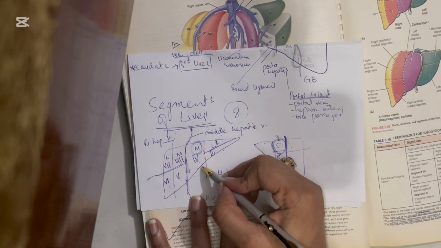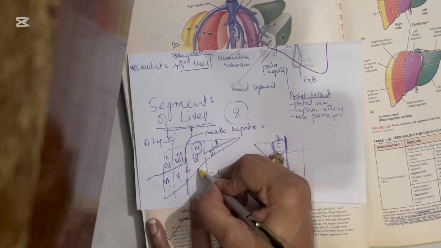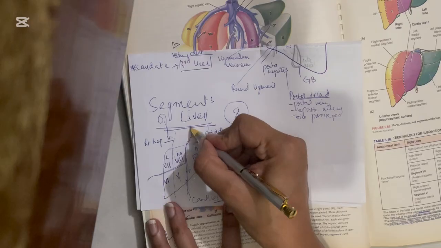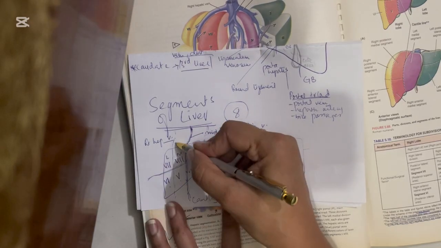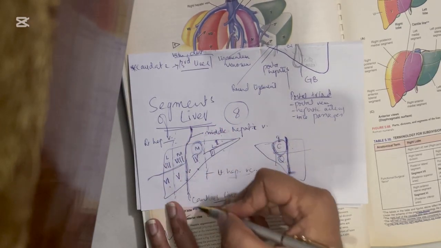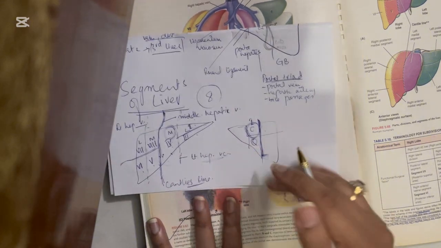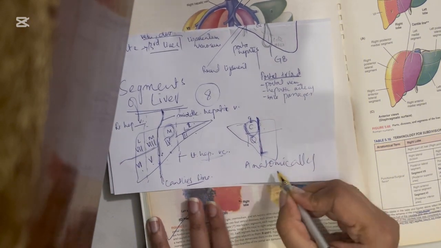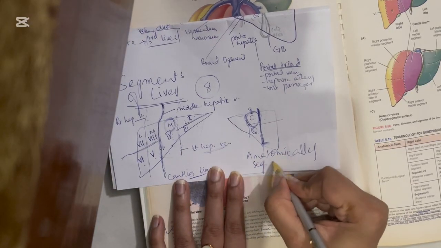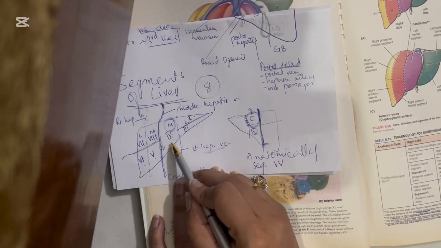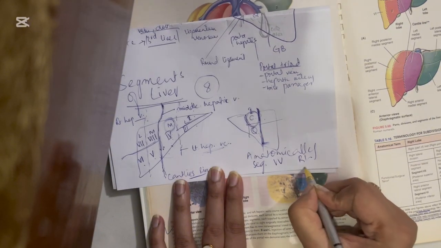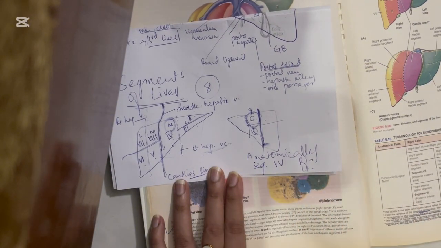Now, anatomically, segment 4 is part of the right lobe of the liver, but functionally, it is part of the left lobe of the liver. On the right side of Cantlie's line is the right lobe, and on the left of Cantlie's line is the left lobe. So, anatomically, segment 4 of the liver is included in the right lobe, but functionally it is part of the left lobe. So this fact is very important.